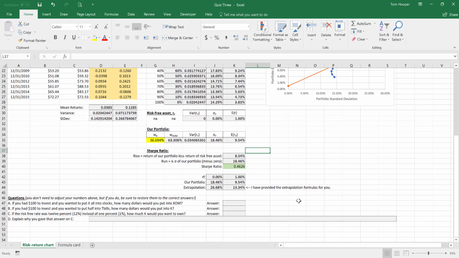Next, we have 4 questions to answer. The first is, if we had $100 to invest all in stocks, how many dollars would we put into ExxonMobil? We would put in 63% of $100, which is $63.